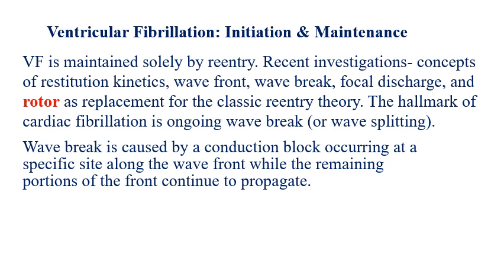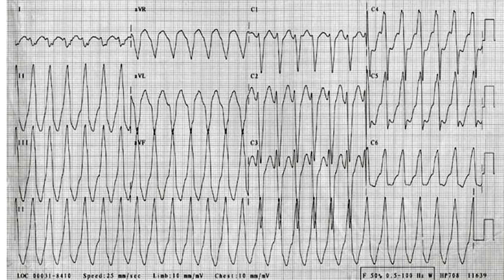Ventricular fibrillation is maintained solely by re-entry. Recent investigations include concepts of restitution kinetics, wave front and wave break, focal discharge, and rotor. Haissaguerre in France is the first to suggest the theory of rotor as a replacement for the classic re-entry theory. The hallmark of cardiac fibrillation is ongoing wave break or wave splitting. Wave break is caused by conduction block occurring at a specific site along the wave front while remaining portions of the front continue to propagate. This is the mechanism of ventricular fibrillation.